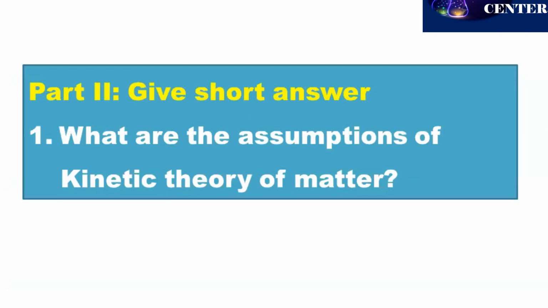Part 2, give short answer. What are the assumptions of the kinetic theory of matter? What are the three assumptions? Number one, all matter is made up of particles, and the particles are in constant, continuous motion. The second is the particles possess both kinetic energy and potential energy. And the third, the three physical states of matter differ by energy content and motion of particles.